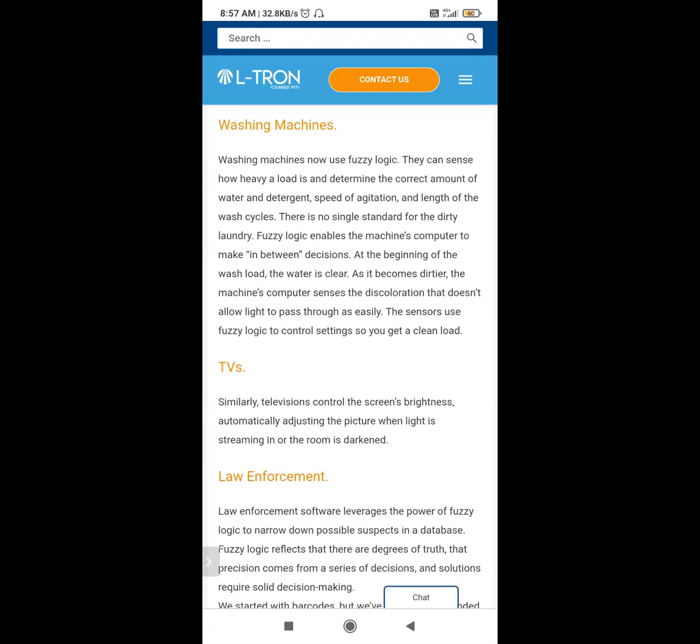That means the clothes are very dirty. For example, if the laundry or the clothes are very dirty, then the fuzzy logic enables the machine's computer to make in-between decisions. That means if the dirt becomes clean, then it changes its decision. Based on the situation present in the washing machine, it is going to take decisions.